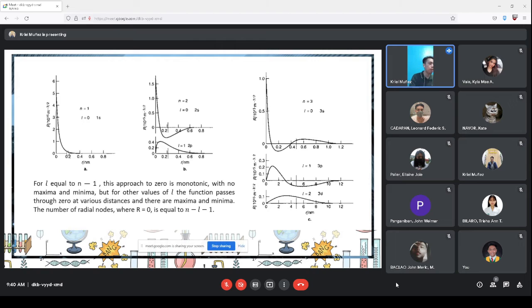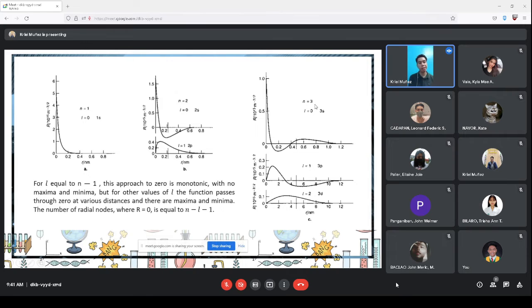But for the 2s orbital, n is equal to 2 and L is equal to 0. You can see, class, that it passes through 0. It actually reaches 0, and then it has a minima. Of course, we know for a fact that when n is equal to 2, you can have two different L values, L is equal to 0 and L is equal to 1. For L is equal to 0, you have a minima right here, and for L is equal to 1, you have a maxima right here, before it drops to 0.